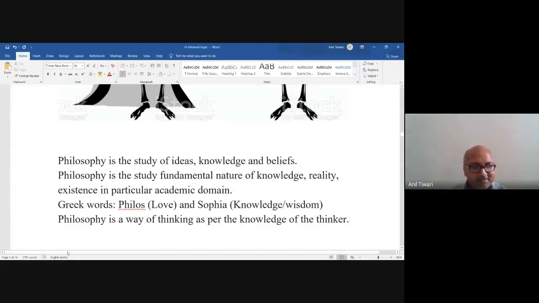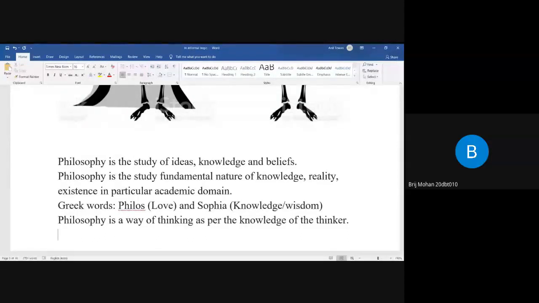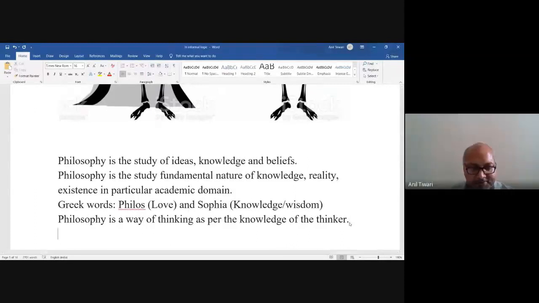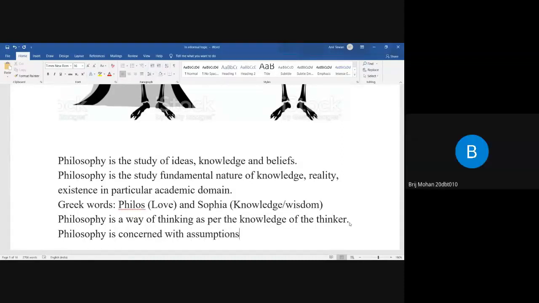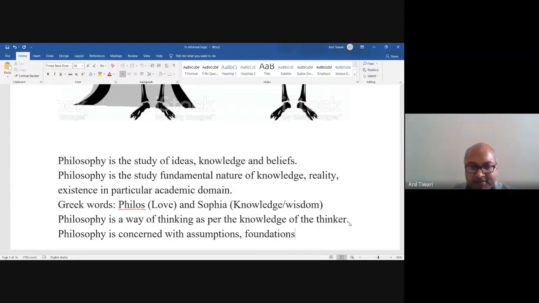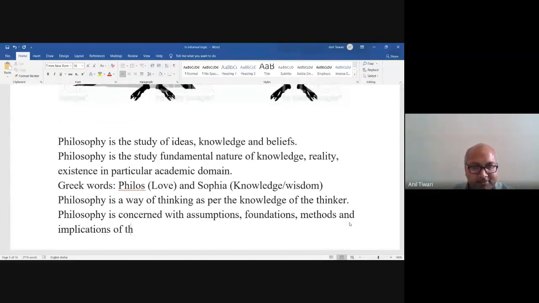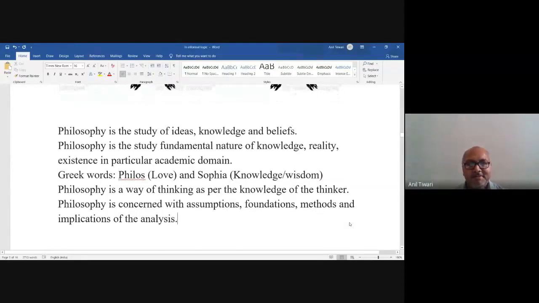Something more? Sir, I think philosophy is concerned with assumptions, foundations, methods, and implications. So philosophy is concerned with assumptions, foundations, methods, and implications of the analysis, let us say. Okay. Yes. Any more addition from anyone?